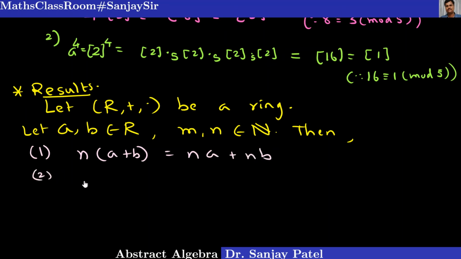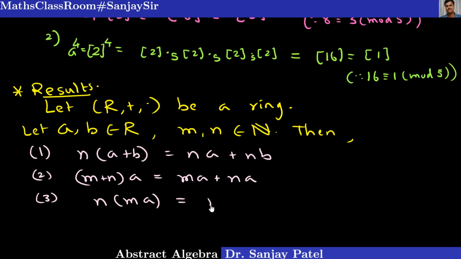Number 2, (m + n) times a is equal to ma + na. The third result is n times (m times a) is equal to (nm) times a. That means if you want to find 2 times 3 times some element of the ring, that is the same as 6 times that element.